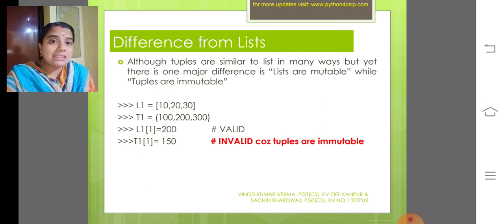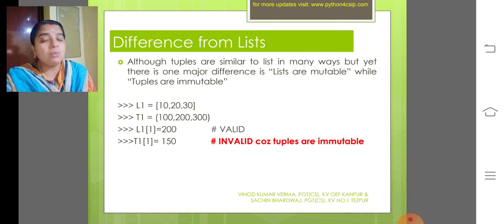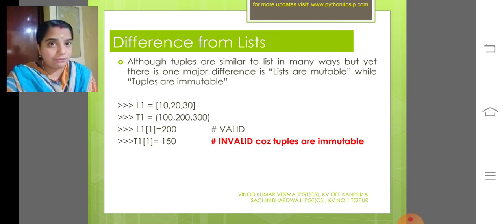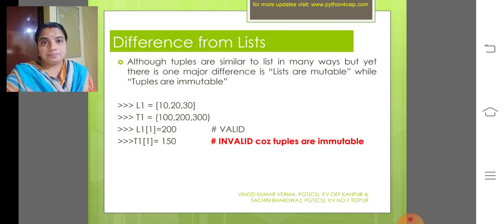But look at the next one. T1 of 1 equal to 150. I am changing the value of 200 into 150, trying to change. At that time, we will get an error. Why? Because tuples are immutable in nature.